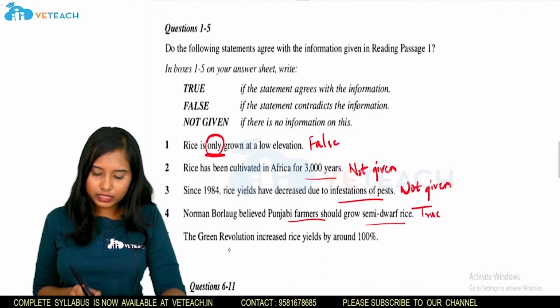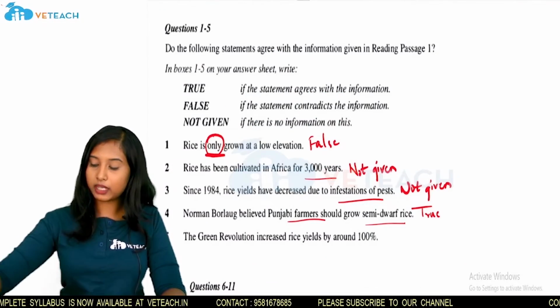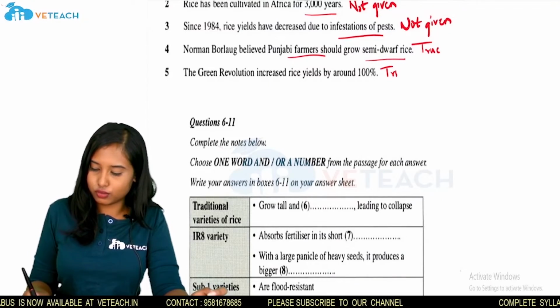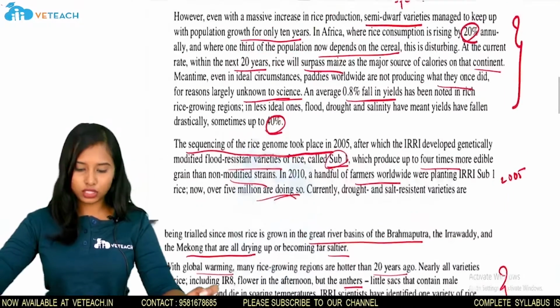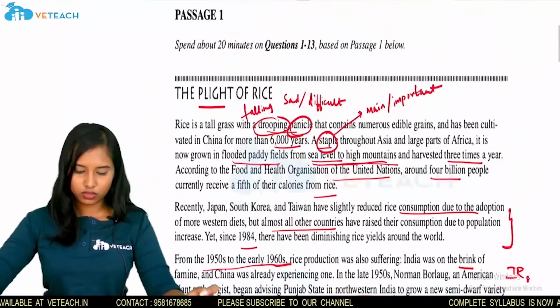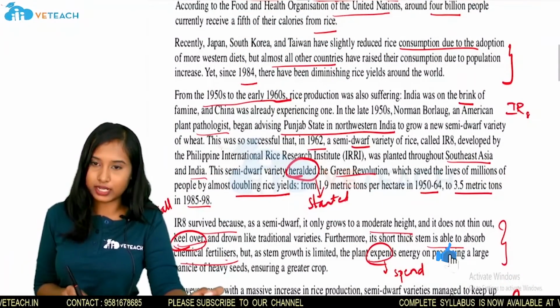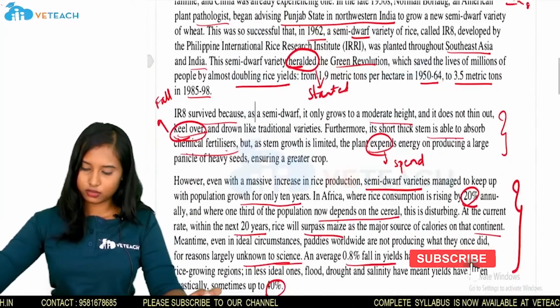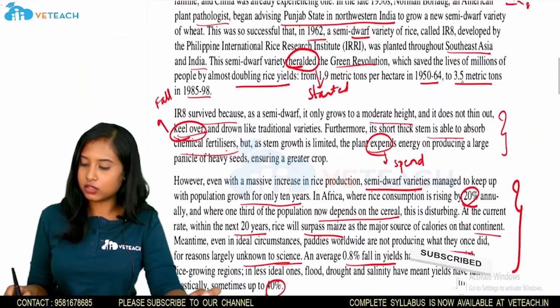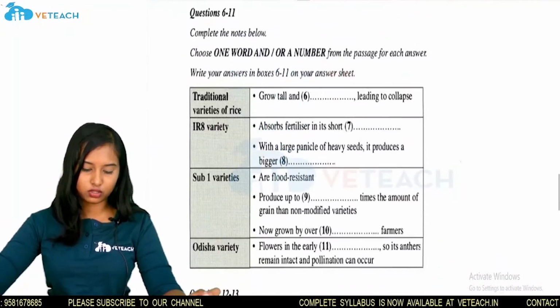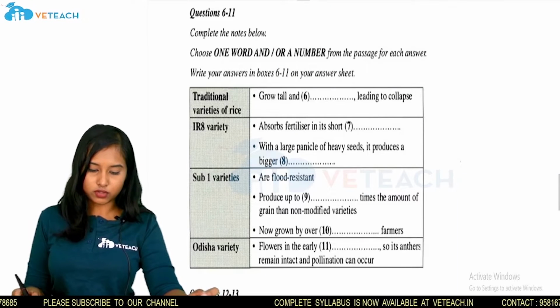Question number 5. The Green Revolution increased rice yields by around 100%. And the answer to this question is that it's true. It is given in the 3rd paragraph of the passage that the Green Revolution has almost doubled rice yields from 1.9 metric tons per hectare to 3.5 metric tons, which makes the statement true. Moving on to the next set of questions.